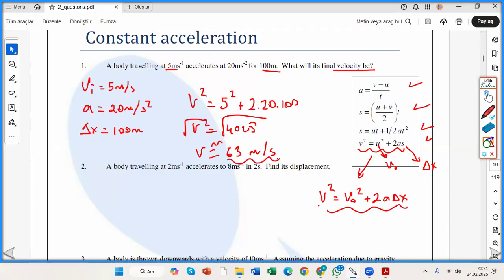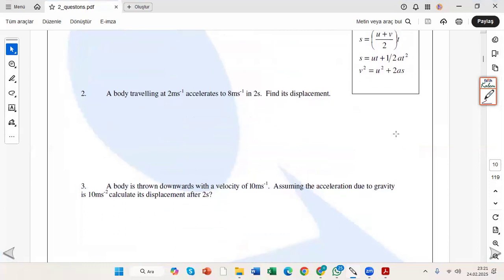Can everybody understand how to solve this question? Yes, sir. Okay, good. As you see here, the most important point: firstly, take your notes about the information given to you in terms of velocity, acceleration, or displacement, and then choose your proper formula. Okay, let me show you the second question.